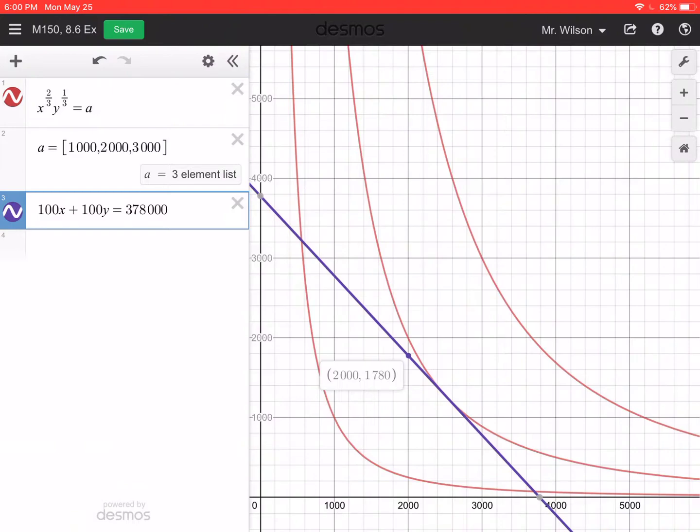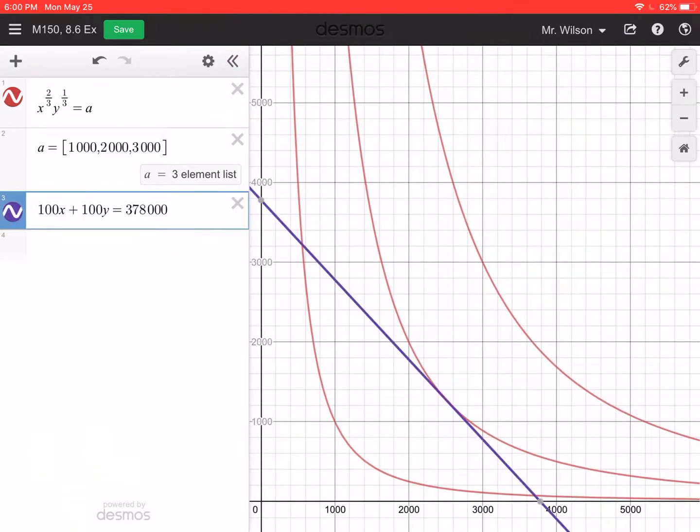So notice this value is higher than this one when it comes to the contours. This contour, the second one here, has a higher value. That's 2,000, compared to the other one, which is 1,000. So the closer we get to the 2,000 contour, the higher production we're going to have.